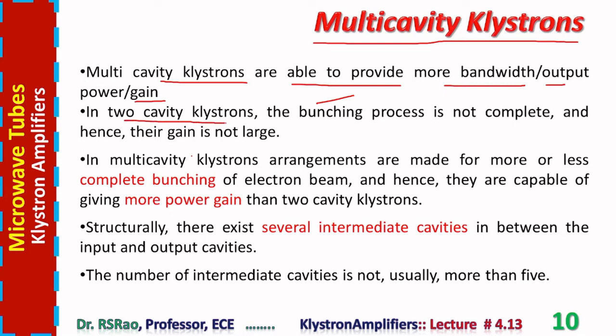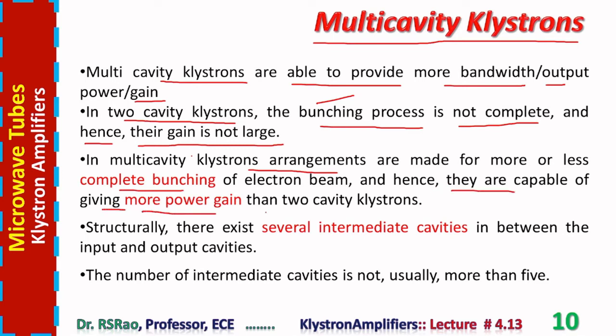In two-cavity Klystrons, the bunching process is not complete and hence their gain is not large. In multi-cavity Klystron arrangements, things are set in such a way that bunching becomes almost complete and hence they are capable of giving more power gain than two-cavity Klystrons. Structurally, there exist several intermediate cavities in between the input and output cavities.